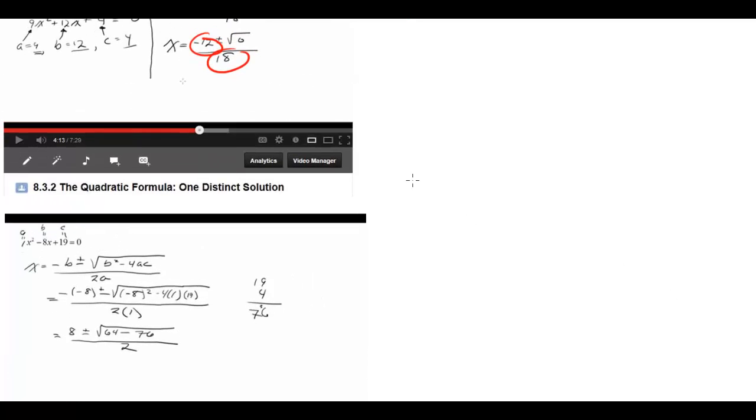And last but not least, if the discriminant b squared minus 4ac is less than 0, then we get two complex solutions.